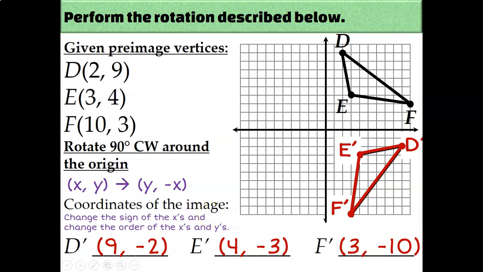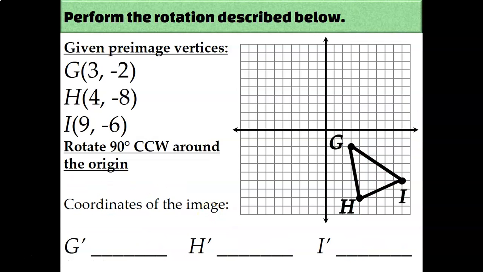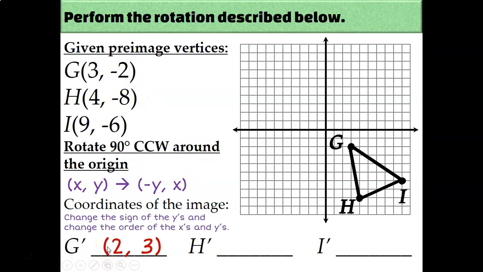So let's try another one. This time we're going to rotate 90 degrees counterclockwise, which means the rule that I'll use is (x, y) becomes (negative y, x). Now our y value already is negative. It's a negative 2, but I need to make it the negative version of negative 2. Well, a negative negative is a positive, so this is really positive 2. And I have to flip around the order so that I have negative y, positive x. So that becomes (2, 3).